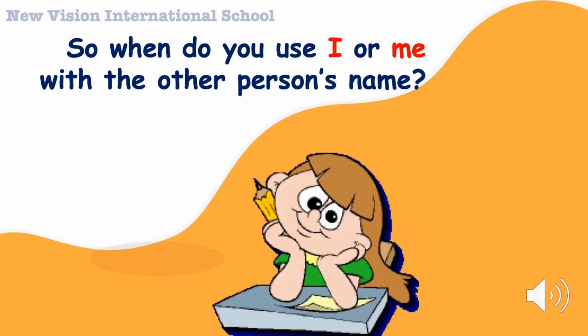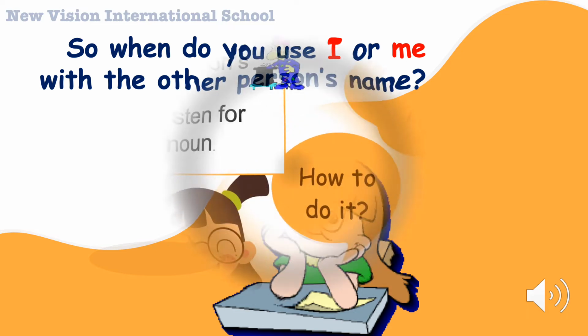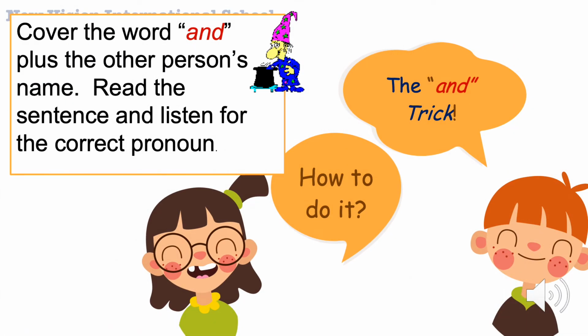So when do you use I or me with other person's name? Do you still remember the trick? Here is our trick. Cover the word and plus other person's name. Read the sentence and listen for the correct pronoun. You listen if it sounds good. Let's try an example.